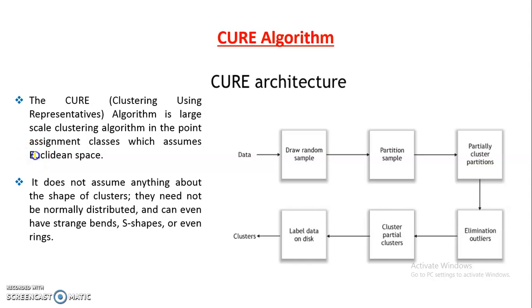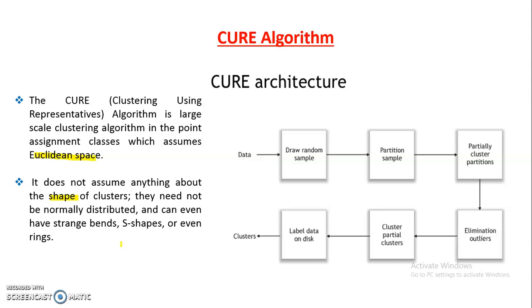It uses Euclidean space to generate the cluster, to decide about the cluster. The Cure algorithm uses Euclidean distance, Euclidean space. And the second point is that it does not assume anything about the shape. It can be applied to any type of shape: sphere, S-type shape, even rings. In any type of shape we can apply the Cure algorithm.